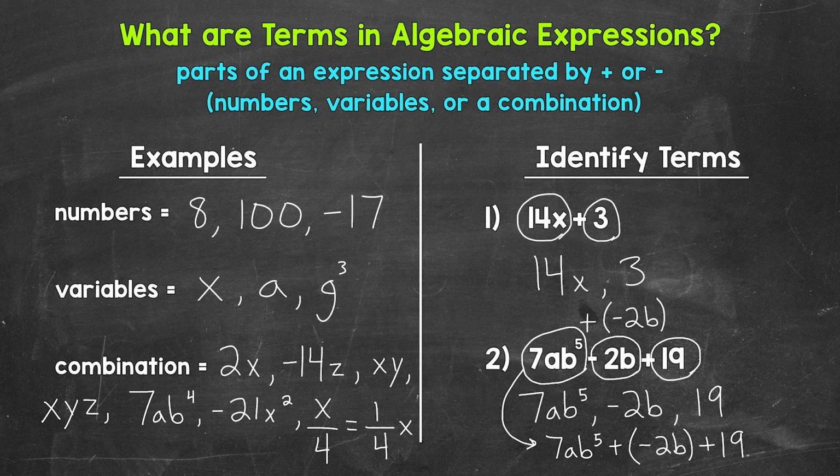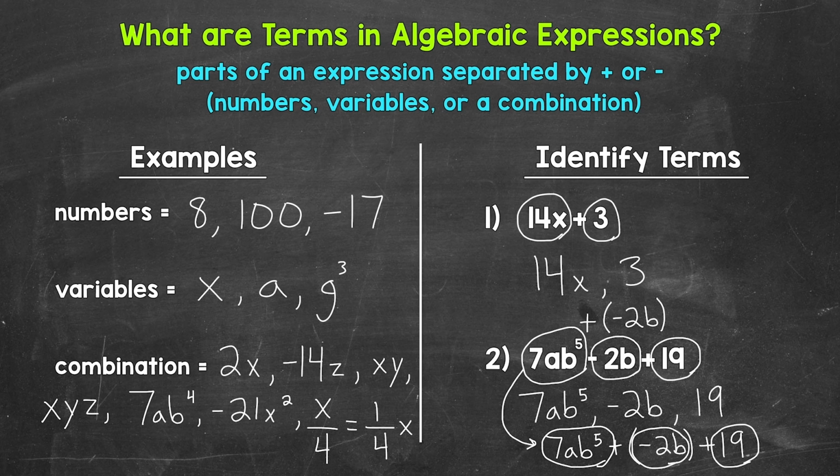Both of those expressions are equivalent. The terms are still the same: 7ab to the power of 5, negative 2b, and 19. So again, that's a strategy you can use to turn everything to addition and separate the terms that way. The benefit is that all of the terms will only be separated by addition. Therefore, it's a little simpler to identify all of the terms, especially the negative ones.